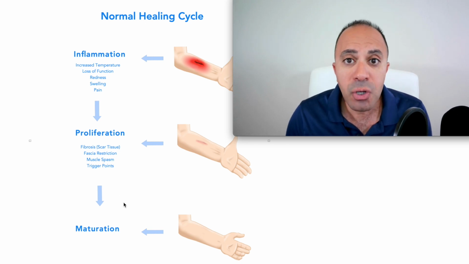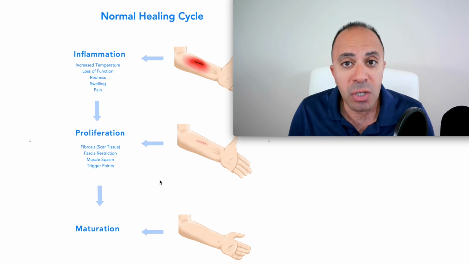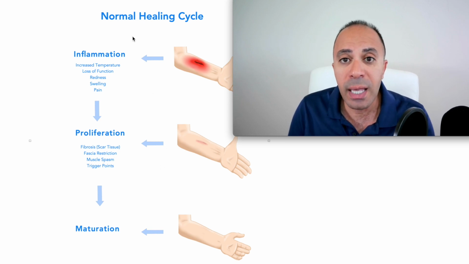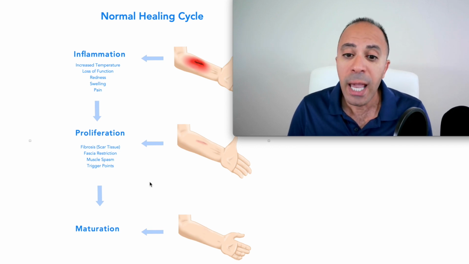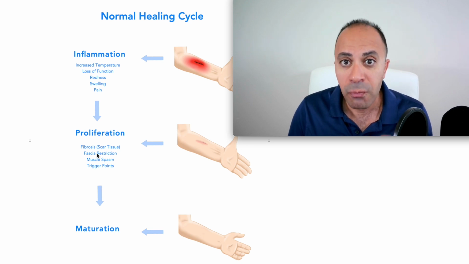Last stage is the maturation stage. That's when the body actually gets rid of the scar tissue, of everything from the proliferation and inflammation stages. That could take days, weeks, months, or years. With frozen shoulder, if we don't intervene, it's going to take a very, very long time. Without intervention, it's going to take a very long time.